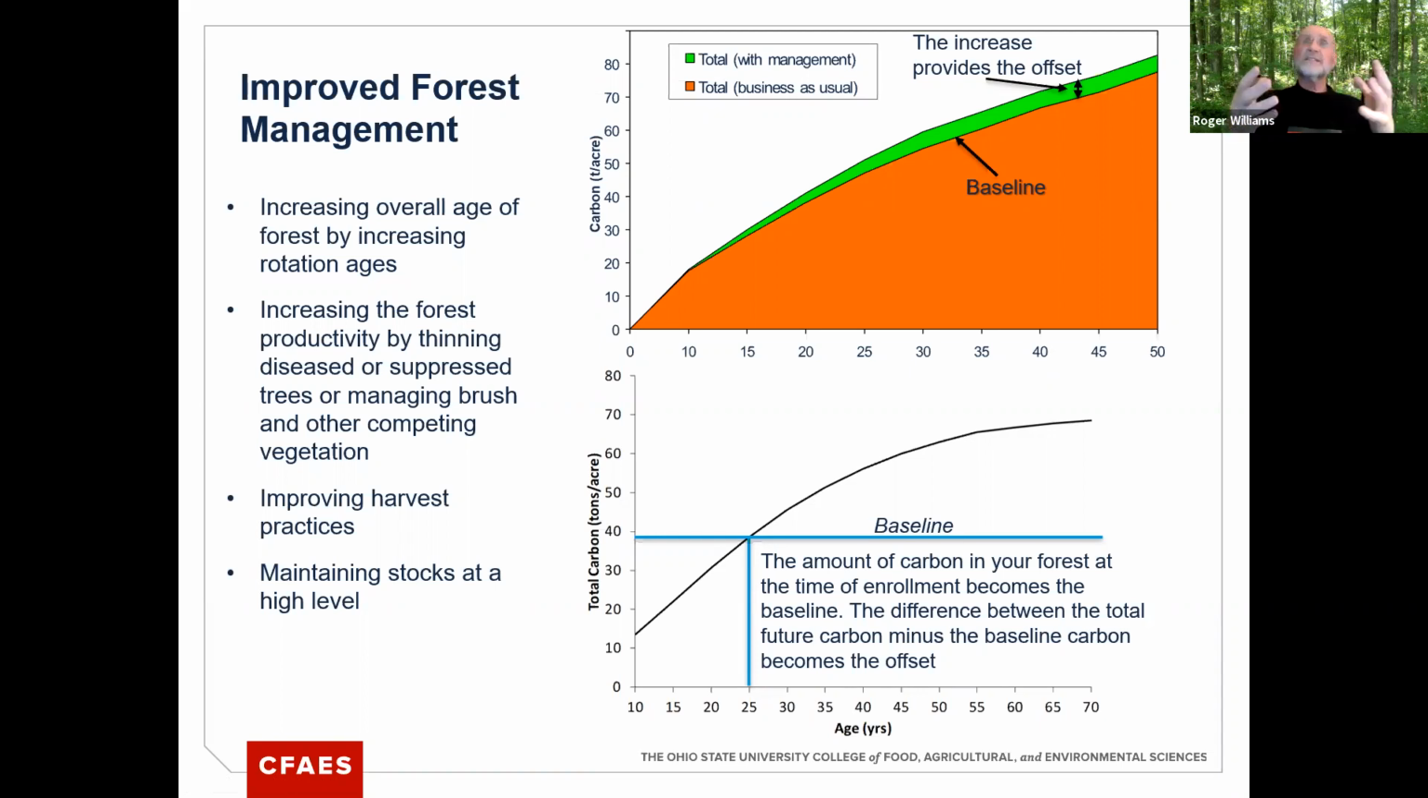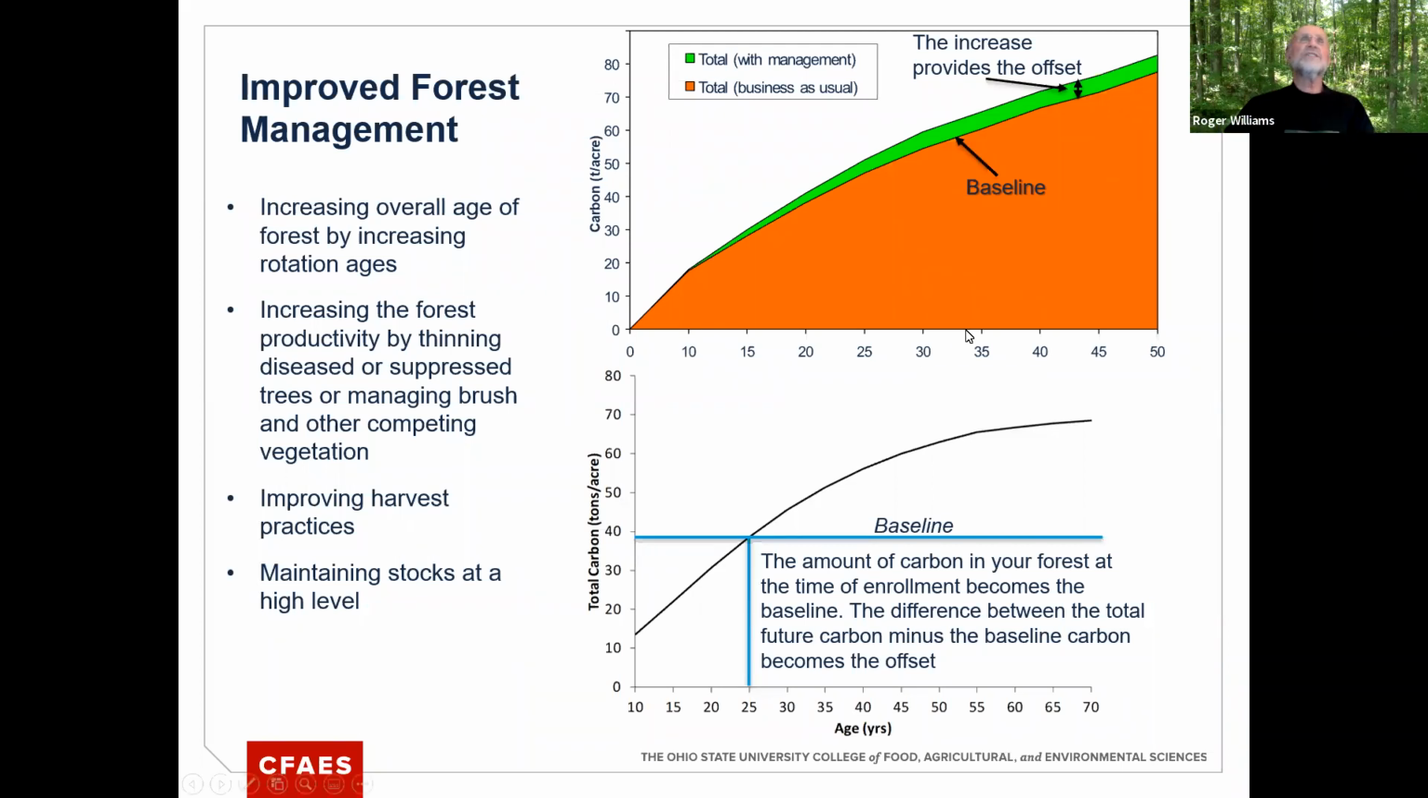That might be some things such as increasing the overall age of the forest by increasing rotation ages. Maybe you have a certain rotation age that's fairly young, 40, 50 years, but you are going to now make it 100 years or whatever, okay? Increasing the forest productivity by thinning diseased or suppressed trees or managing brush or other competing vegetation.